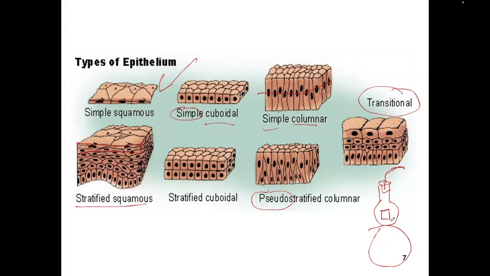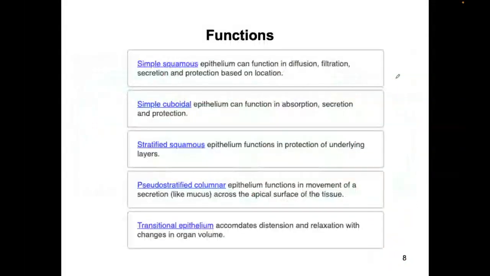It changes shape as this inflates. So in certain parts of the body, like in the urinary tract, where you have a urinary bladder, which is like a balloon that can increase in size or decrease in size, whether it's distended or not, the cells can alter in shape. So those are called transitional epithelium. So let's take a look at some of the functions of the different types of epithelium. I've seen this show up on some of the Connect quizzes. So what type of epithelium can function for diffusion and filtration?